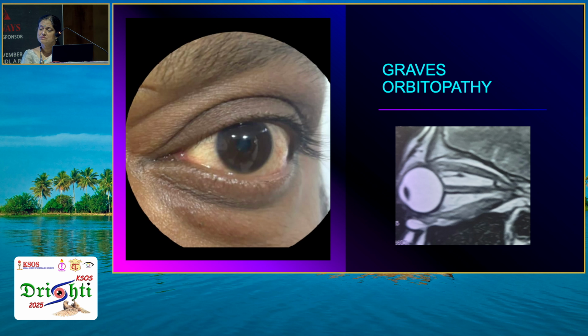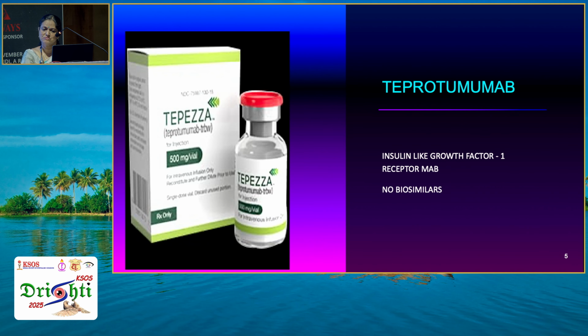So he has to be treated with high dose IV methylprednisolone according to the ONTT protocol. But after that, his proptosis is still there, his diplopia is still there, and his extraocular muscle movements are also affected. So what next? He can have either surgical orbital decompression, a course of orbital radiotherapy, or an injection of teprotumumab.